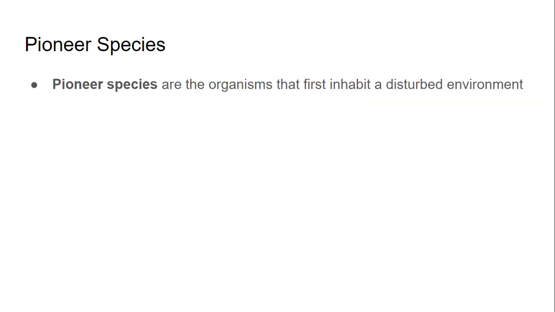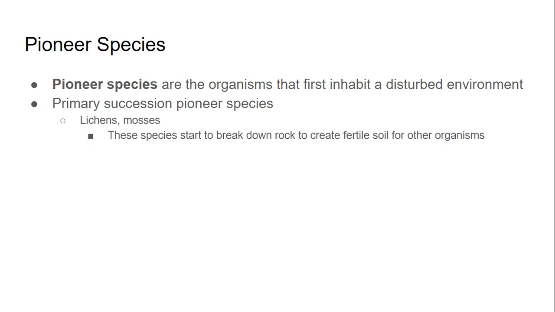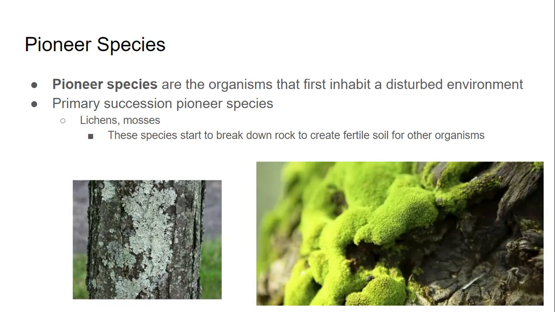So, a pioneer species is just the organisms that first inhabit a disturbed environment. So, some of the examples that we have for primary succession, the pioneer species are normally lichens and mosses. So, lichen is just a combination of algae and fungi living together. And then we also have mosses. So, the purpose of these is they start to break down the rocks that are present in order to create fertile soil. So, soil actually comes from rocks. So, these organisms start to break down those rocks in order to be able to have soil so that other succession can happen following.